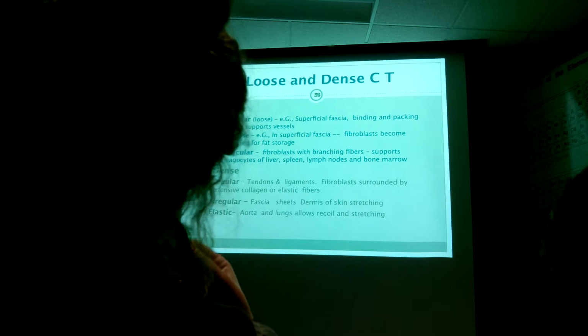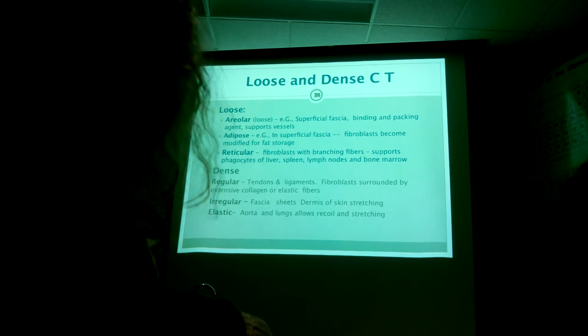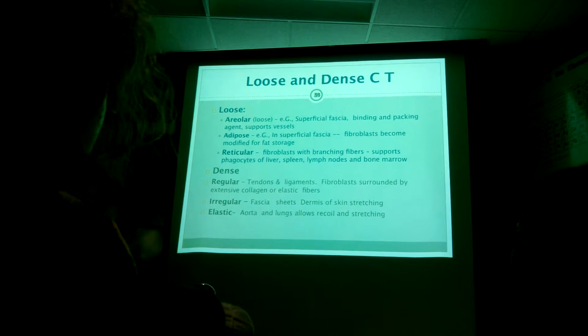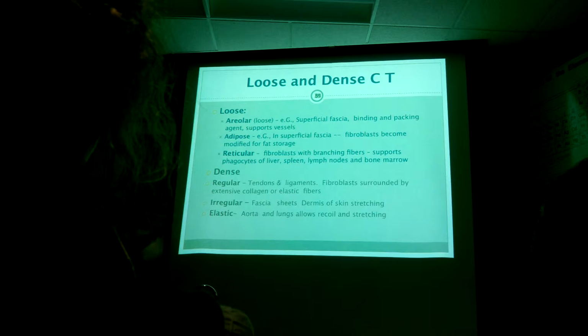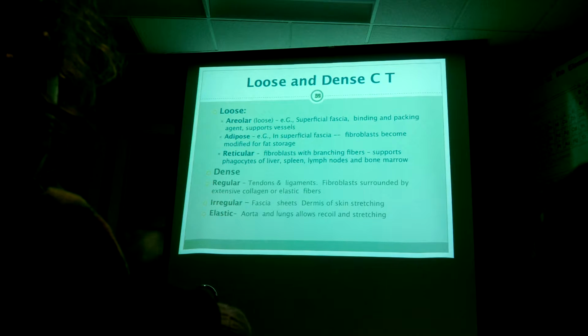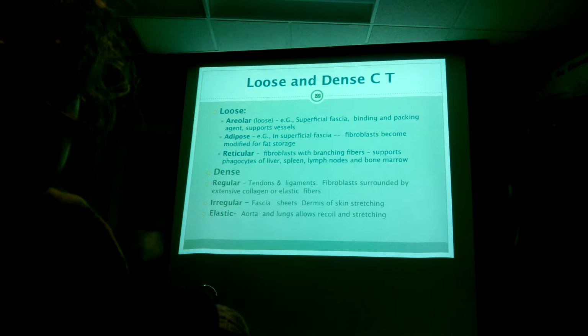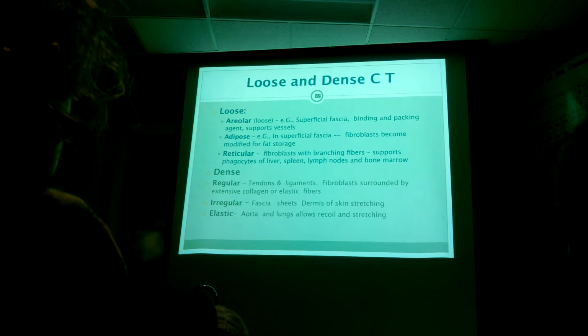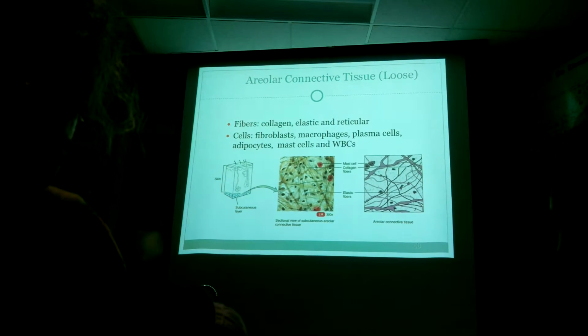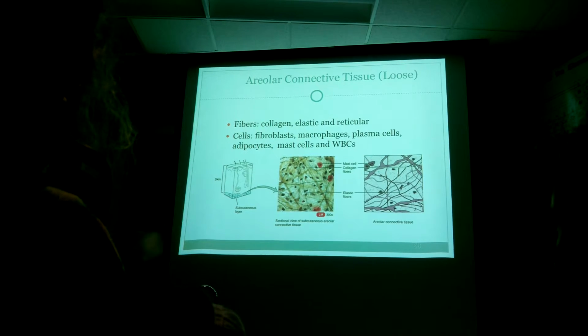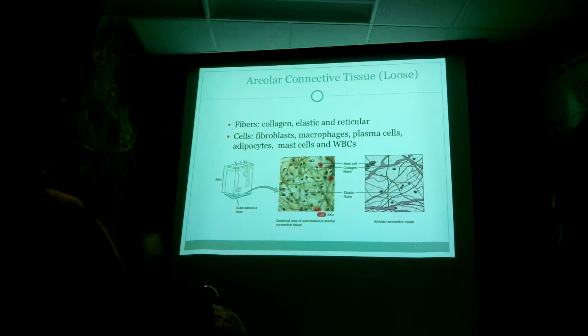And then reticular, these are the fibroblasts with branching types of fibers. We find them in the phagocytes of the liver, spleen, lymph nodes, bone marrow, this sort of thing. I'm going to show you some pictures of these, and after we do this, we'll talk about dense connective tissue. I kind of divided it up to make it a little easier to understand. If I understand it, hopefully you'll understand it.